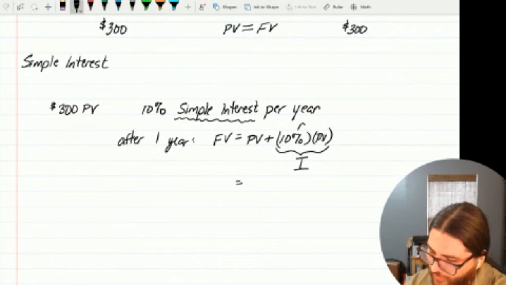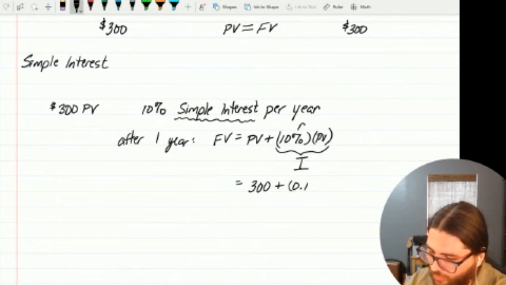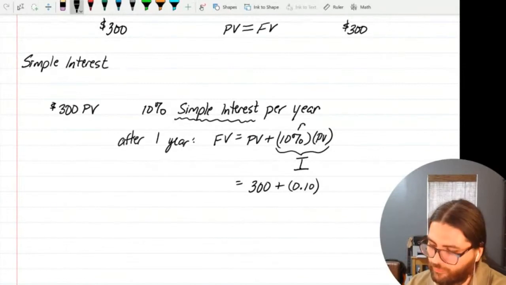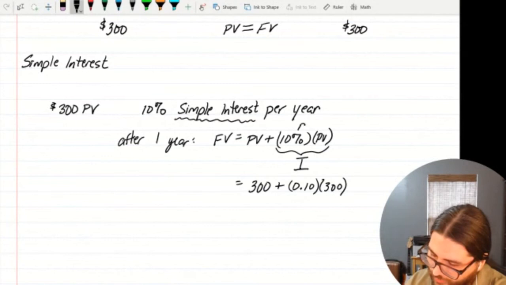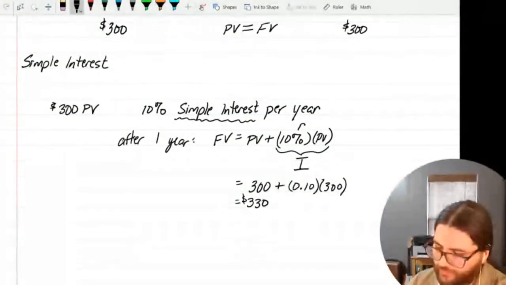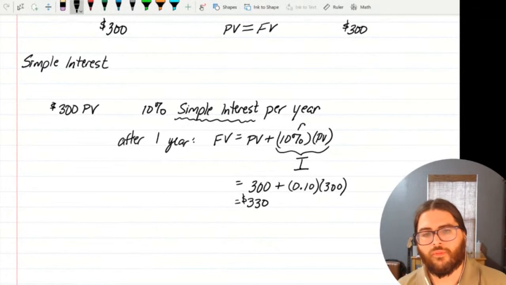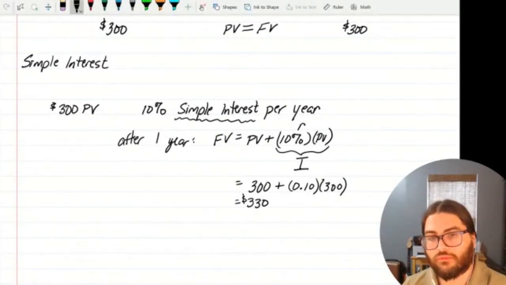And if I wanted to calculate the future value after 1 year, I could plug in the present value, which I know. I'm going to change that 10% into a decimal, 0.10 times the present value, $300. Go to my calculator really quickly. It tells me $330. And so this would be the future value after 1 year.